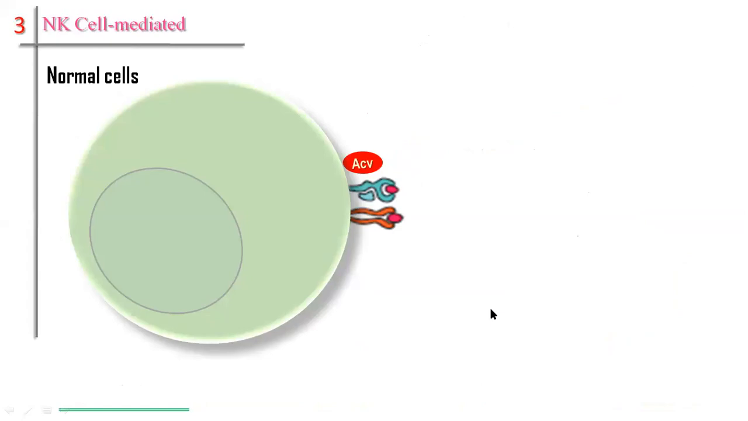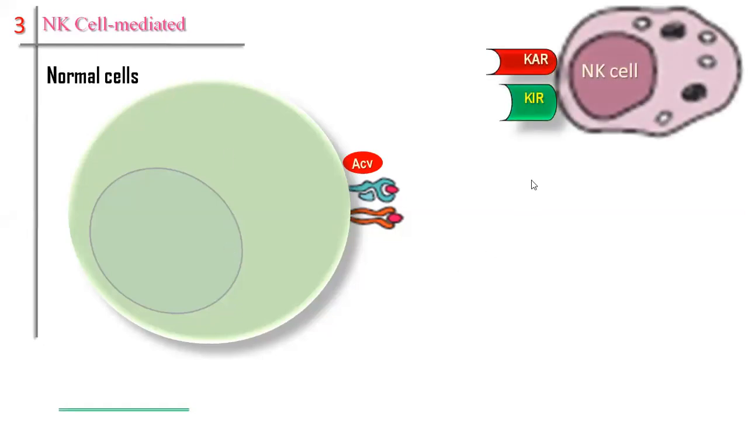Apart from these two, humoral immunity and cell-mediated immunity, there is another, which is in between innate immunity and adaptive immunity. I would like to consider it adaptive immunity: NK cell mediated immunity. Let us take an example of normal cells. When the normal cells are there, the NK cells also patrol, and they express two kinds of receptors on their cell surface, KAR and KIR.